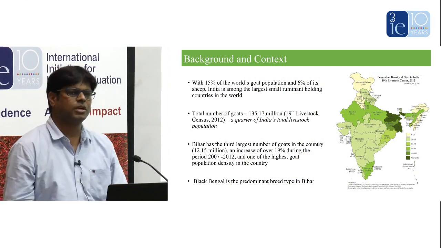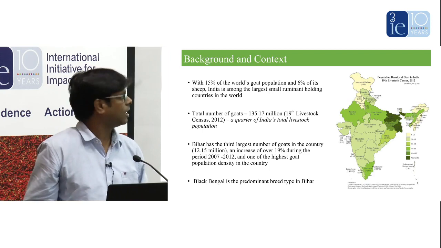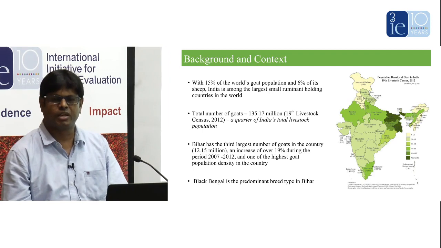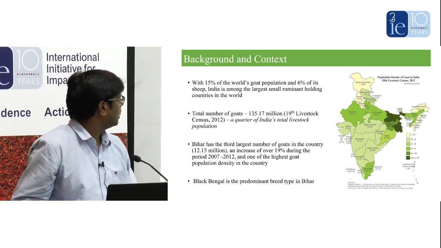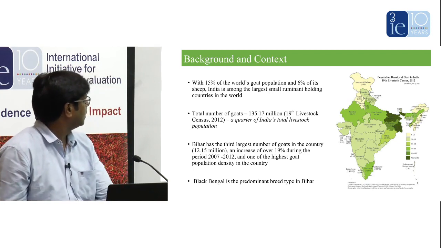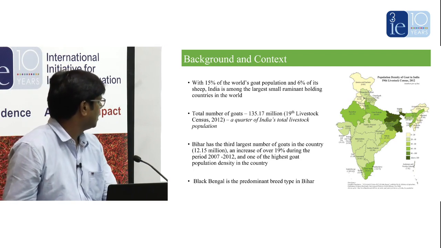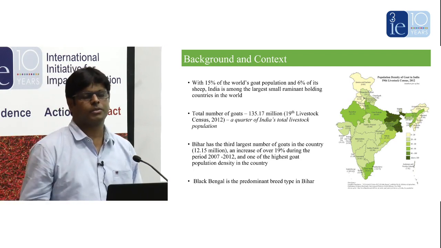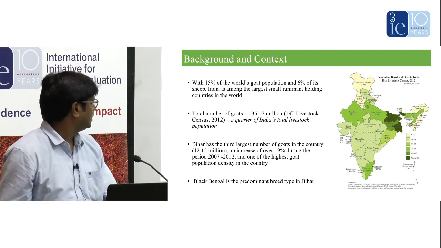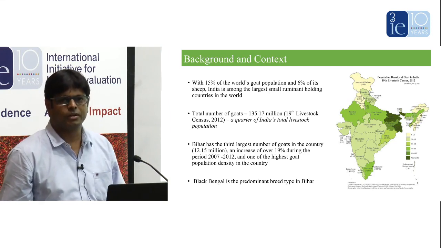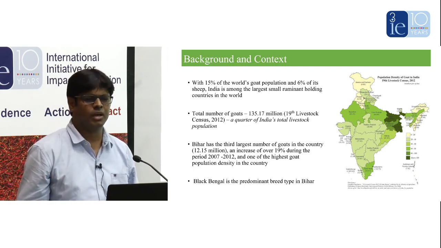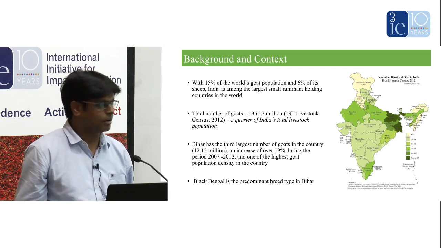The world has 15% of the goat population and 6% of the sheep population, and India is one of the largest goat population countries. India has around 135 million goats as per the 2012 census, which is a quarter of India's total livestock population. Bihar is the third largest small ruminant state after Rajasthan and UP, with around 12.15 million goats as per the 2012 livestock census, increasing by 19% between 2007 and 2012.